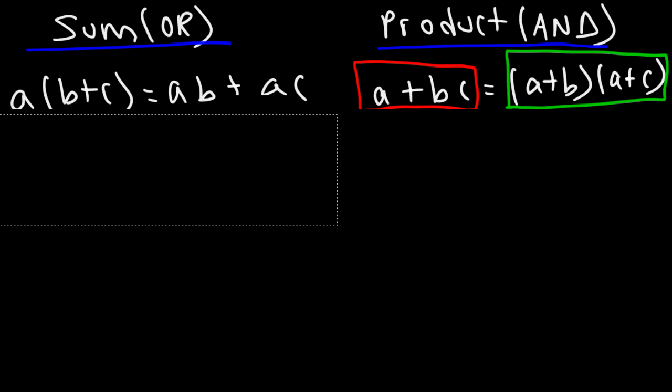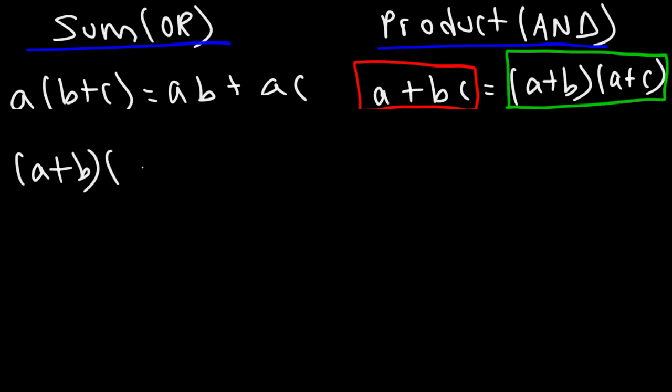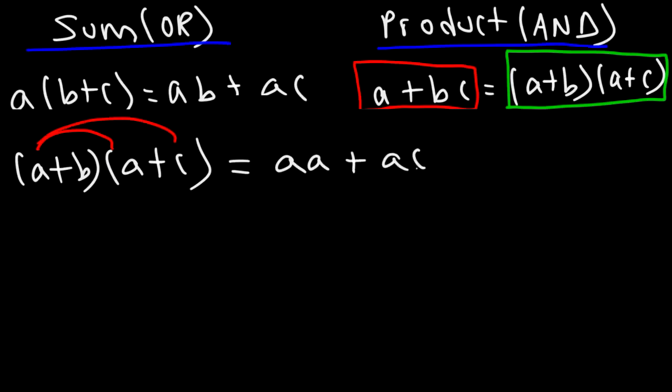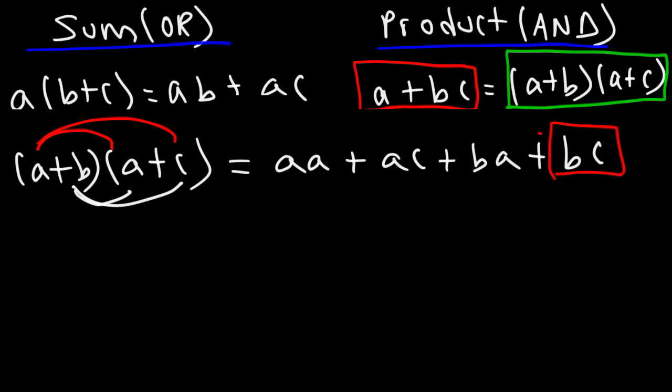So I'm going to start with the right side of that equation. A plus b times a plus c. And let's FOIL. So here we have a times a, which will give us AA, and then a times c, so that's AC, and then this is going to be b times a, and then b times c. Now I'm not going to touch b times c because I want to keep that, so let's leave that alone.